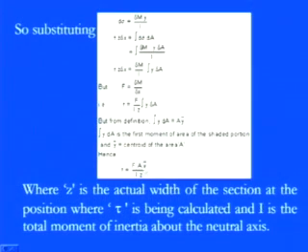Shear stress is equal to the shear force F into the total area A into ȳ, which is the distance of the centroid from the neutral axis, divided by I into z, where z is the actual width of the section at any position, and τ is the complementary shear stress which can be easily calculated, and I is the total moment of inertia about the neutral axis. Now if you focus on this formula, the shear stresses are mainly due to the shear forces: what the shear forces are, in what direction they act, and what is the affected area on which these shear forces are acting.